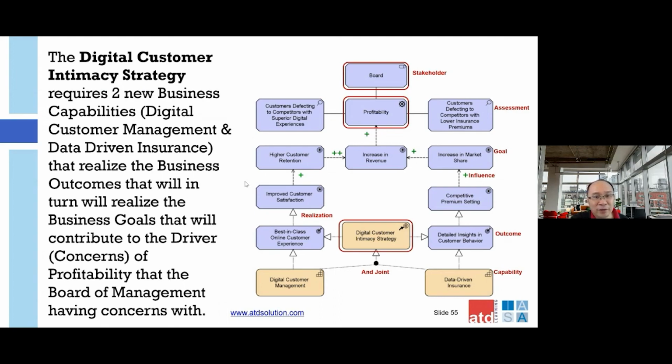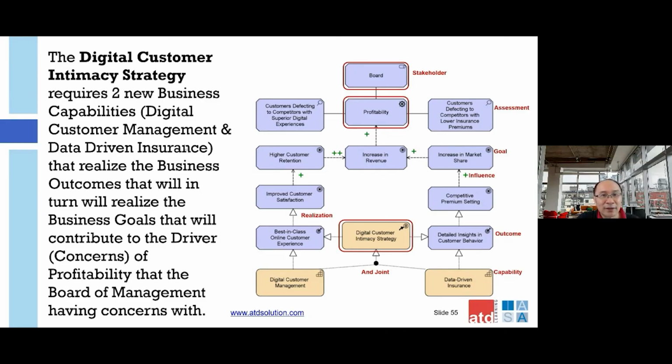And this strategy will realize the outcome, which is that we will have the best-in-class online customer experience, and of course detailed insight into customer behavior, which in turn influences the goal that we have of increasing revenue. And this will definitely contribute to the profitability, and profitability is one of the drivers belonging to the board of directors. So here we can see that we have a connection and we know exactly who our key stakeholders are, and what they are trying to achieve by implementing the system. So this is very, very important because typically this information is not available. Maybe you only know about the project benefit, but you don't know about this motivation part.